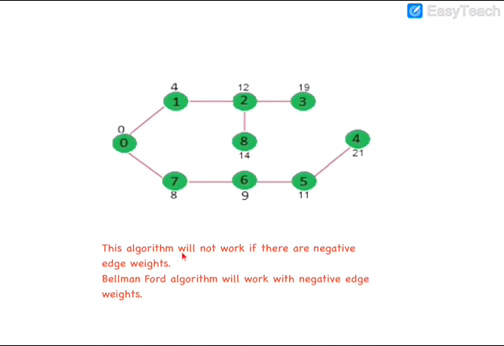And remember that this algorithm will not work if there are negative edge weights. That is, if any edge contains a negative weight, Dijkstra's algorithm will not work. So if there are negative edge weights, we have to consider the Bellman-Ford algorithm.